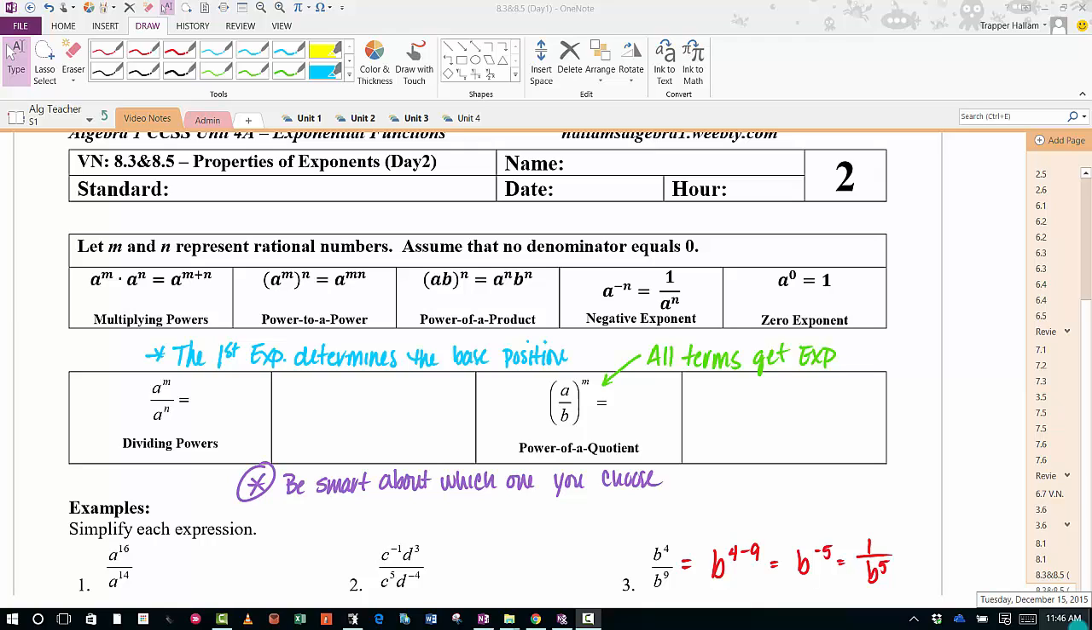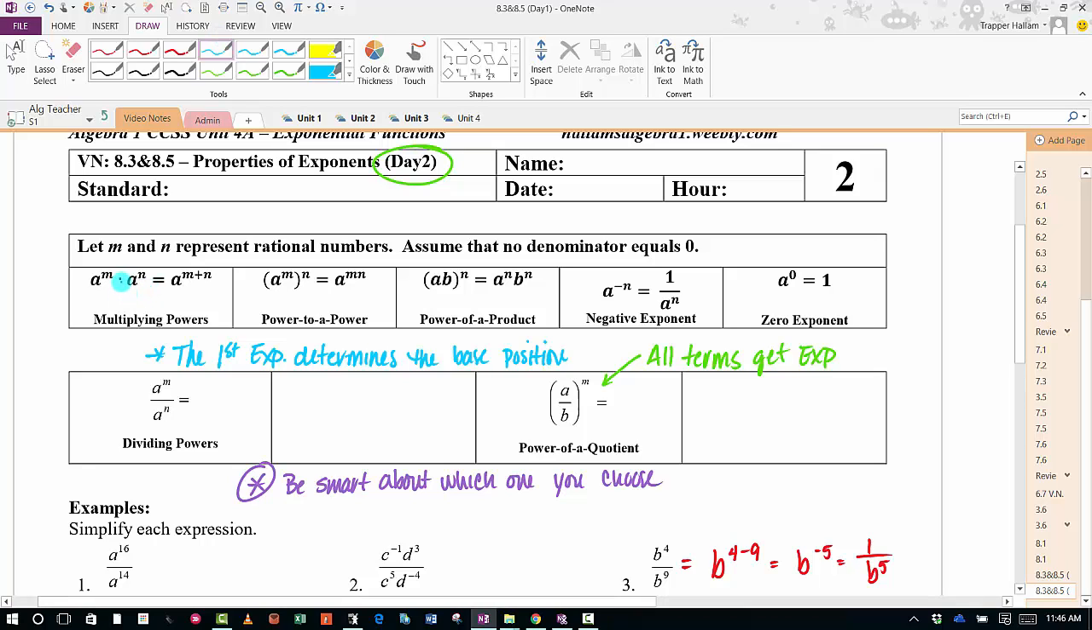Okay, hi and welcome to Notes 8.3 and 8.5, Properties of Exponents Day 2. So we're going to start talking about some of these properties that we've had before, and then we'll finish off with two new ones, and we'll get right to the examples. Again, most of these are sight, seen, and kind of understood, so not a lot of explanation.